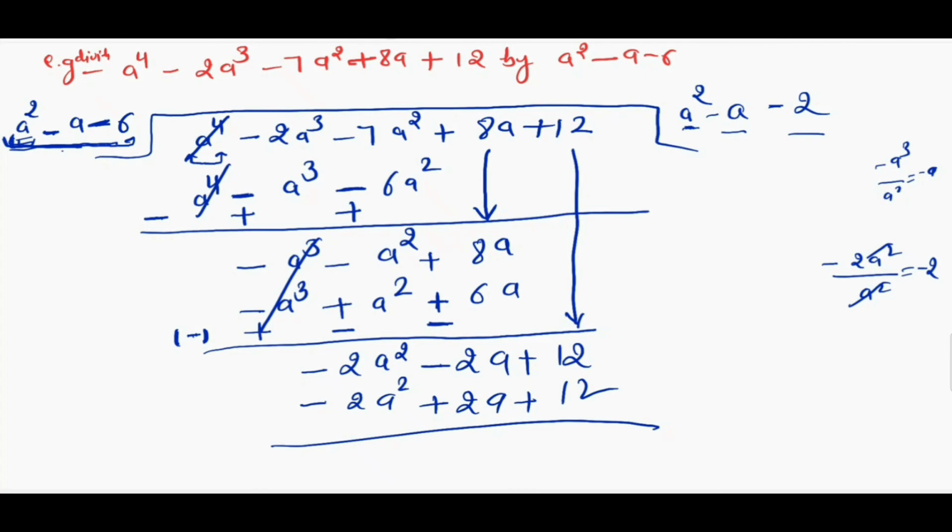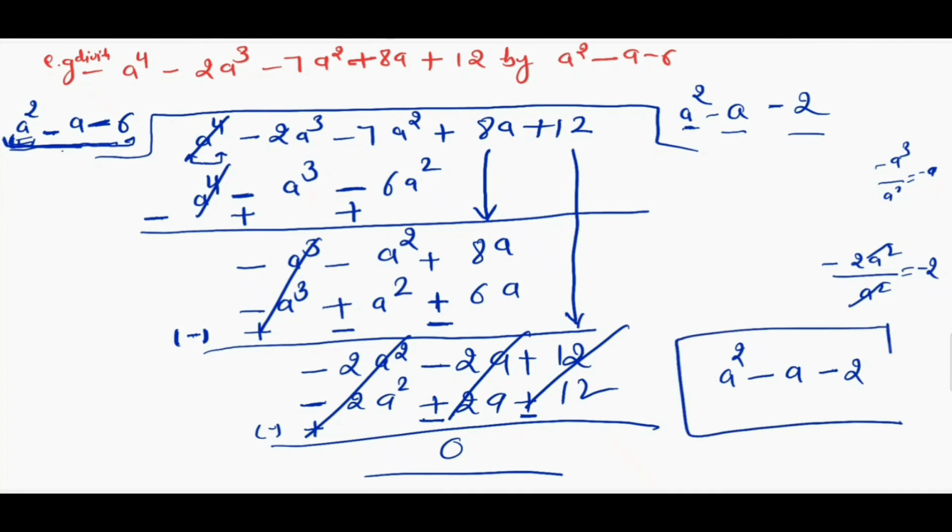After that subtract everything. So here the negative sign is coming. Here this negative sign will get changed to plus, and this plus sign will get changed to negative, and this also becomes negative. So this will get cancelled, this will also get cancelled, and this will also get cancelled. I will get 0 over here. So my answer here is a square minus a minus 2.